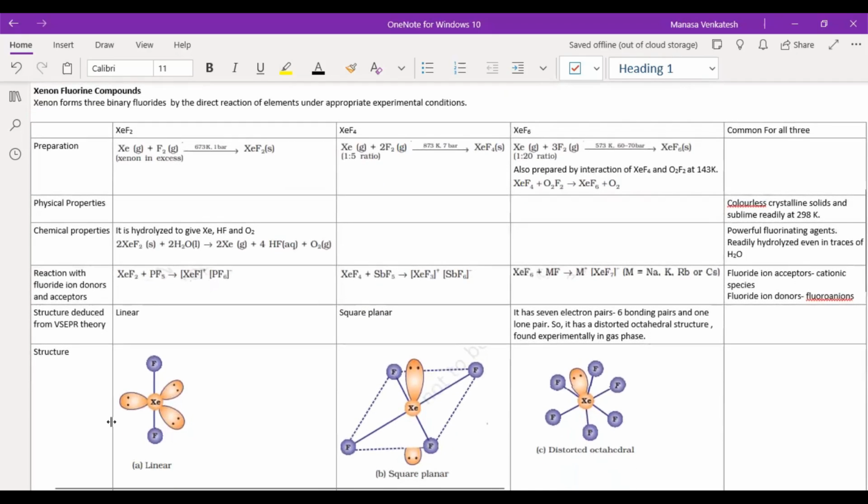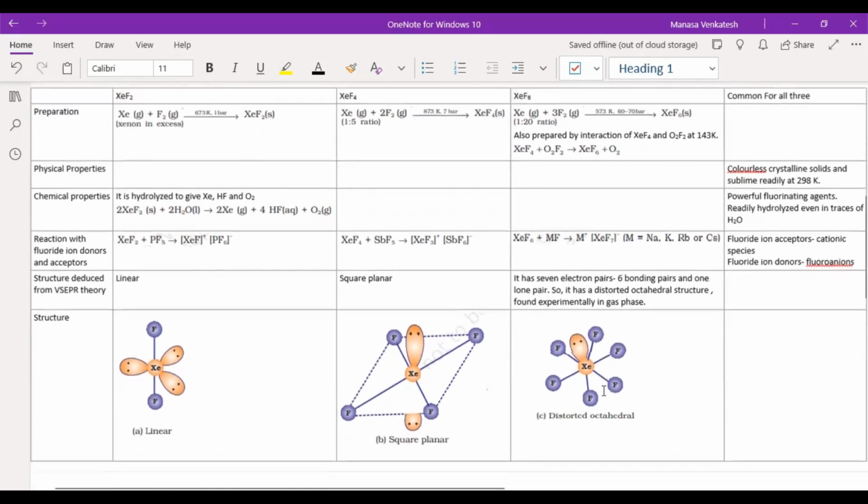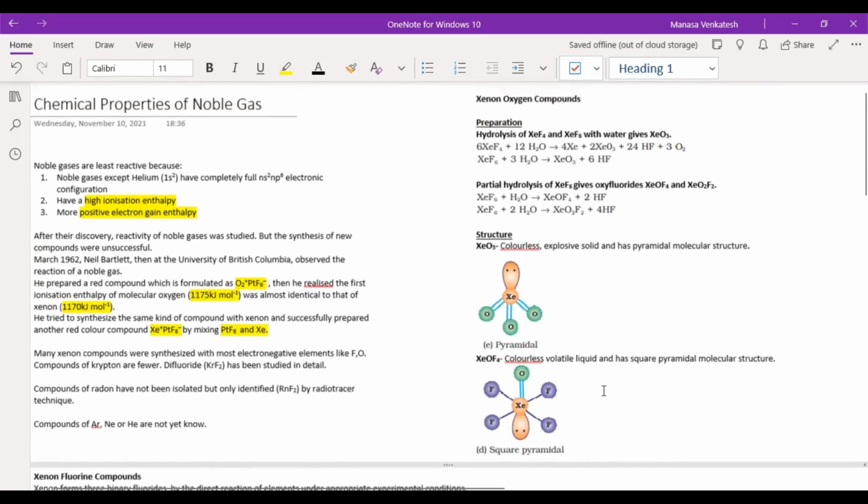So those are the reactions given over here. Now, their structures, xenon difluoride is a linear structure. In case of xenon tetrafluoride, you have a square planar. And in case of hexafluoride, you have a distorted octahedral structure. And this is because you have 6 bonding pairs and 1 lone pair of electrons. So because of that, it has a distorted shape, distorted octahedral shape.